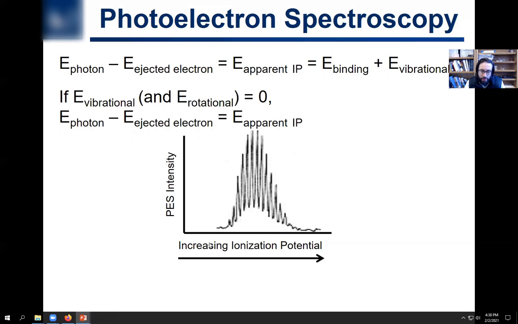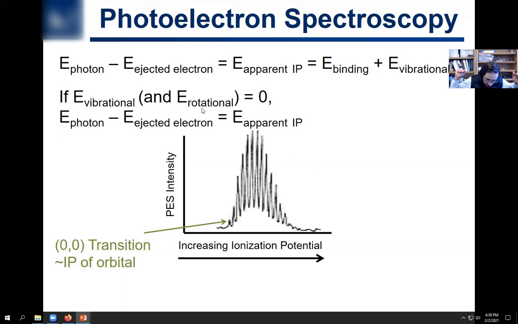And so from this, you can get the apparent ionization potential. And so what you end up seeing in this is some sort of x-axis. Sometimes it's increasing ionization potential to the right. Sometimes it's increasing ionization potential to the left. There's no really standard convention here. So you have to look carefully at the data that you're given. And then this is the intensity of the photoelectron spectrum. And so at this 0, 0 point, that's where your E vibrational and your E rotational equals 0.